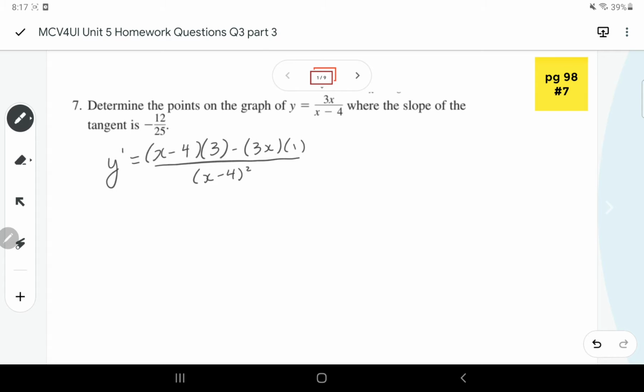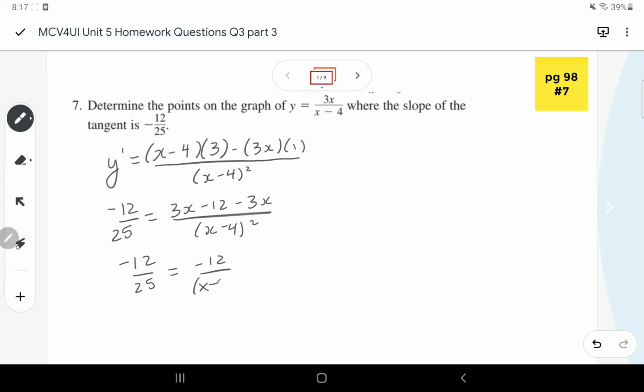And we want to know where the slope of the tangent is negative 12 over 25. So I'm just going to put that in, 25. And then simplify out the top. So here I get 3x minus 12 minus 3x. So that's kind of nice, over x minus 4 all squared. So negative 12 over 25 equals negative 12 over x minus 4 squared. And it is kind of nice that we've got a negative 12 on both of the tops.